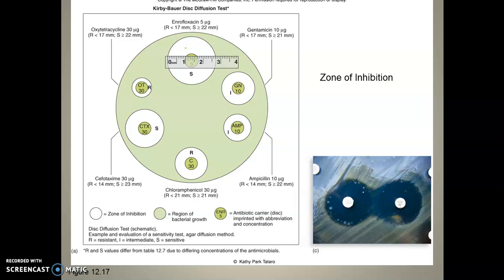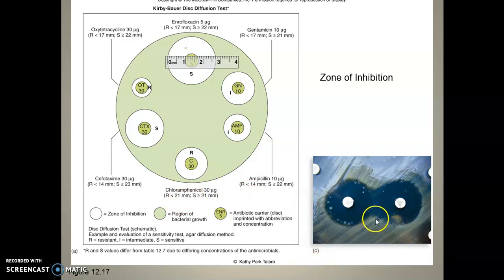And for every single one, you can see the numbers vary for the different kinds of drugs. So the zone sizes are going to vary depending on what's effective. So we have a table that will give you what readings will give you a resistant, intermediate, or susceptible value.